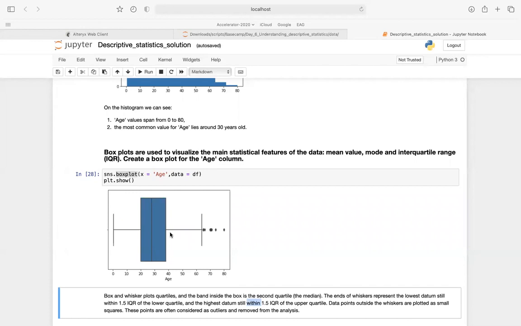In an interview, you might get a question to interpret the box plot, and you might be asked how you understand the distribution of data by just looking at the box plot. Any quick questions, guys?